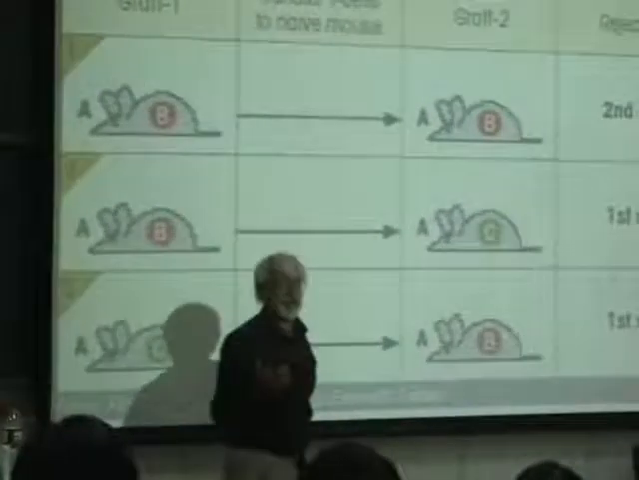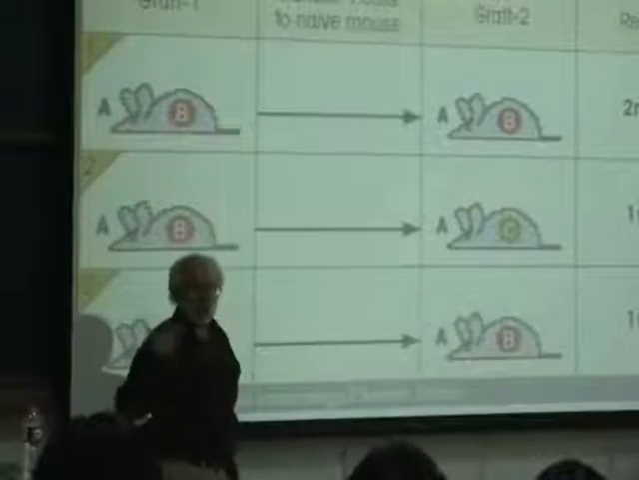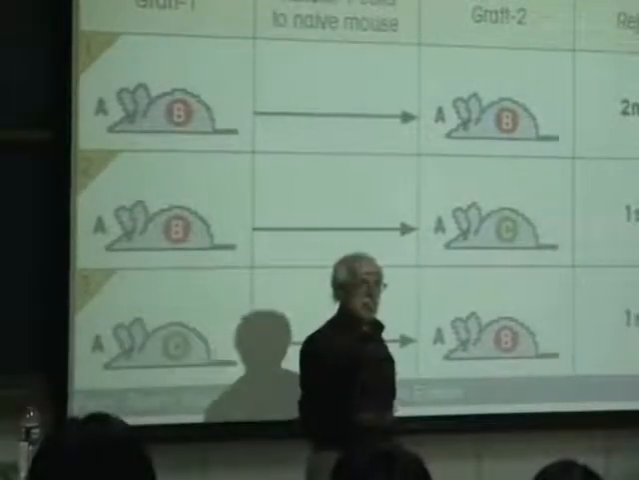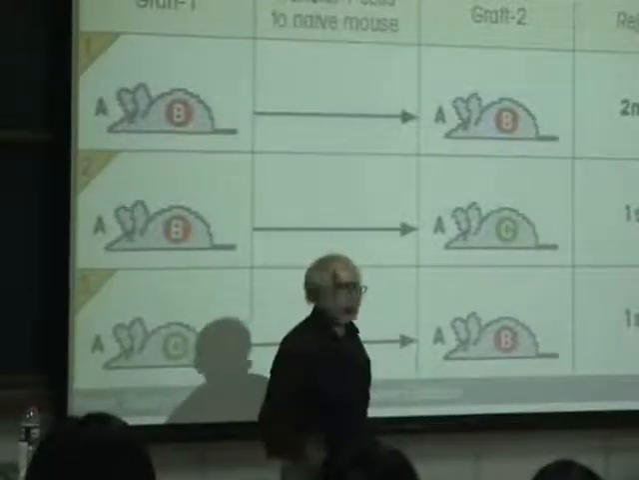And this is essentially the same as a secondary immune response. It's a faster response. In transplantation immunology, people talk about a second set response, but it's basically a secondary response, and it's a fast rejection.